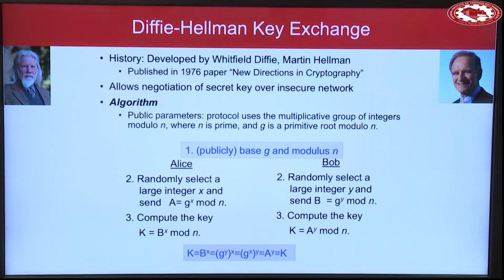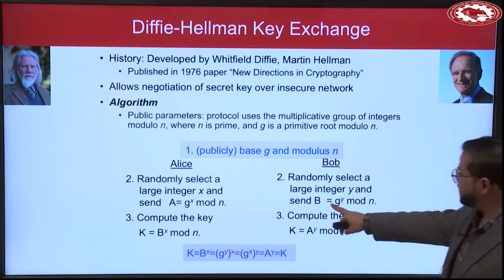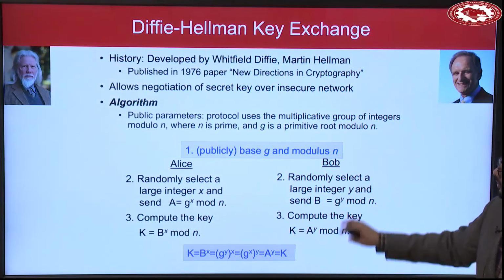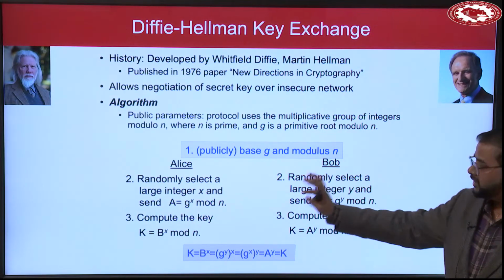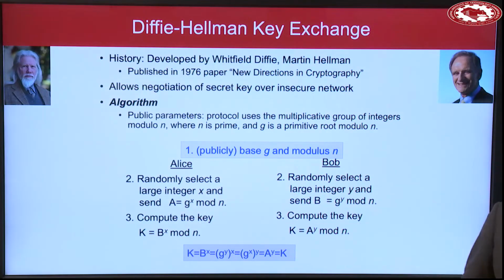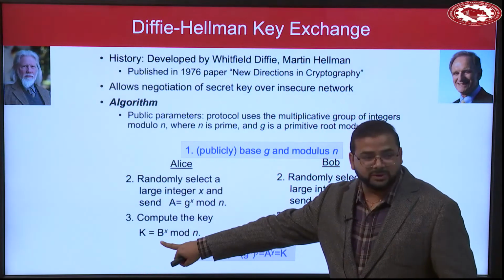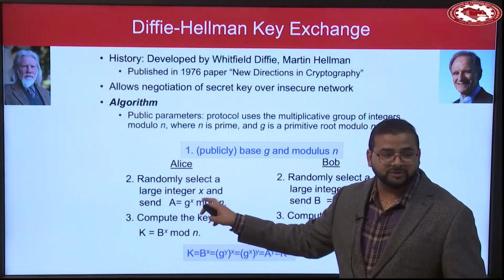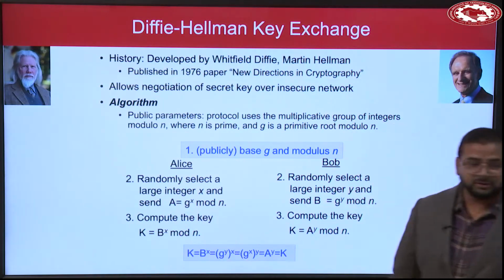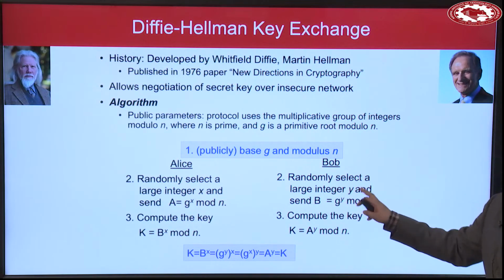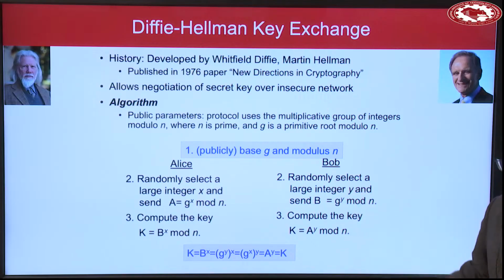Now these are not the actual key. Let's say this is capital A, and I'm calling the other one capital B. They will exchange these numbers. So Bob will send capital B over the network to Alice, and Alice will send capital A to Bob. Whatever Alice receives, capital B, she performs to the power x, this number that she randomly generated, mod n. Similarly, Bob takes capital A to the power y, this number that Bob generated, mod n.